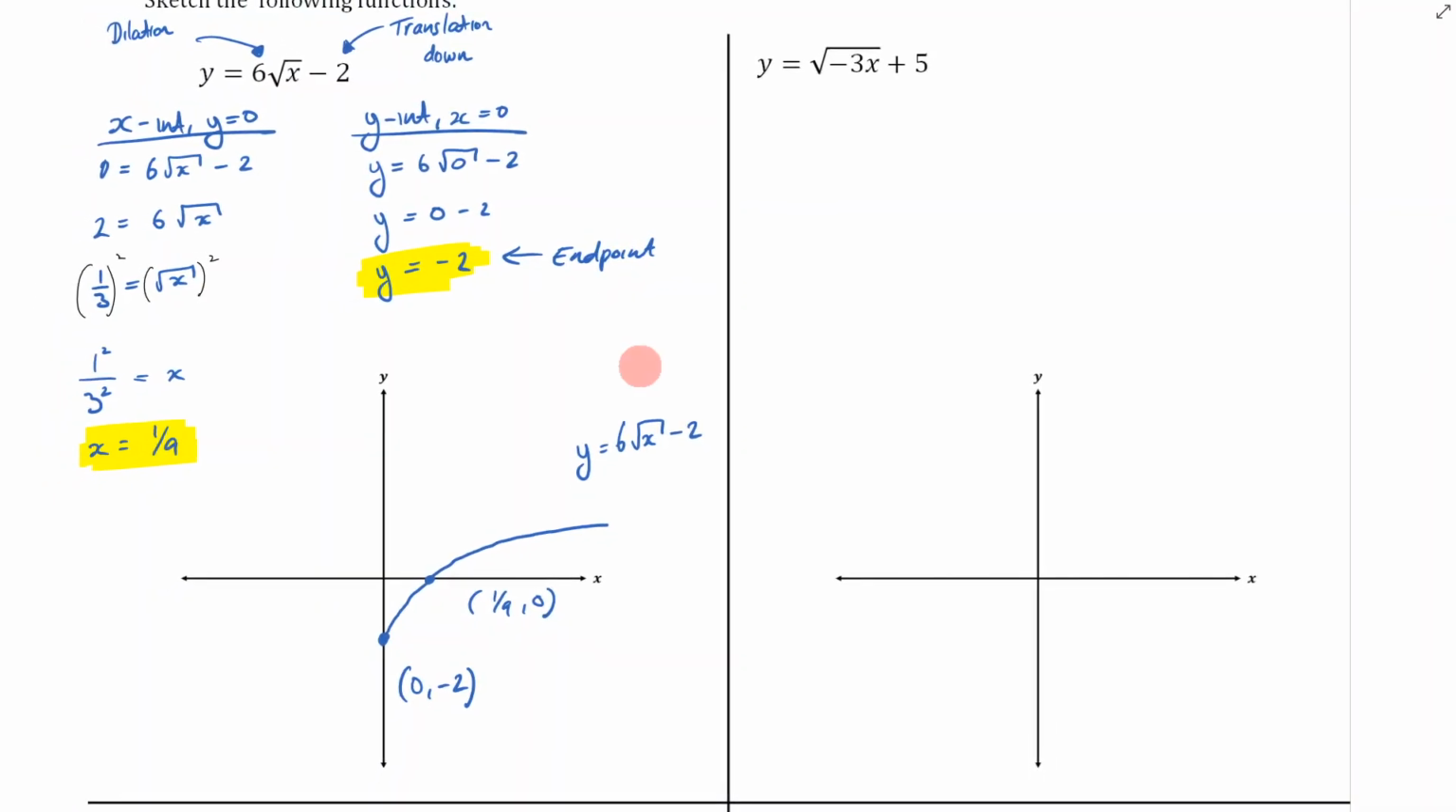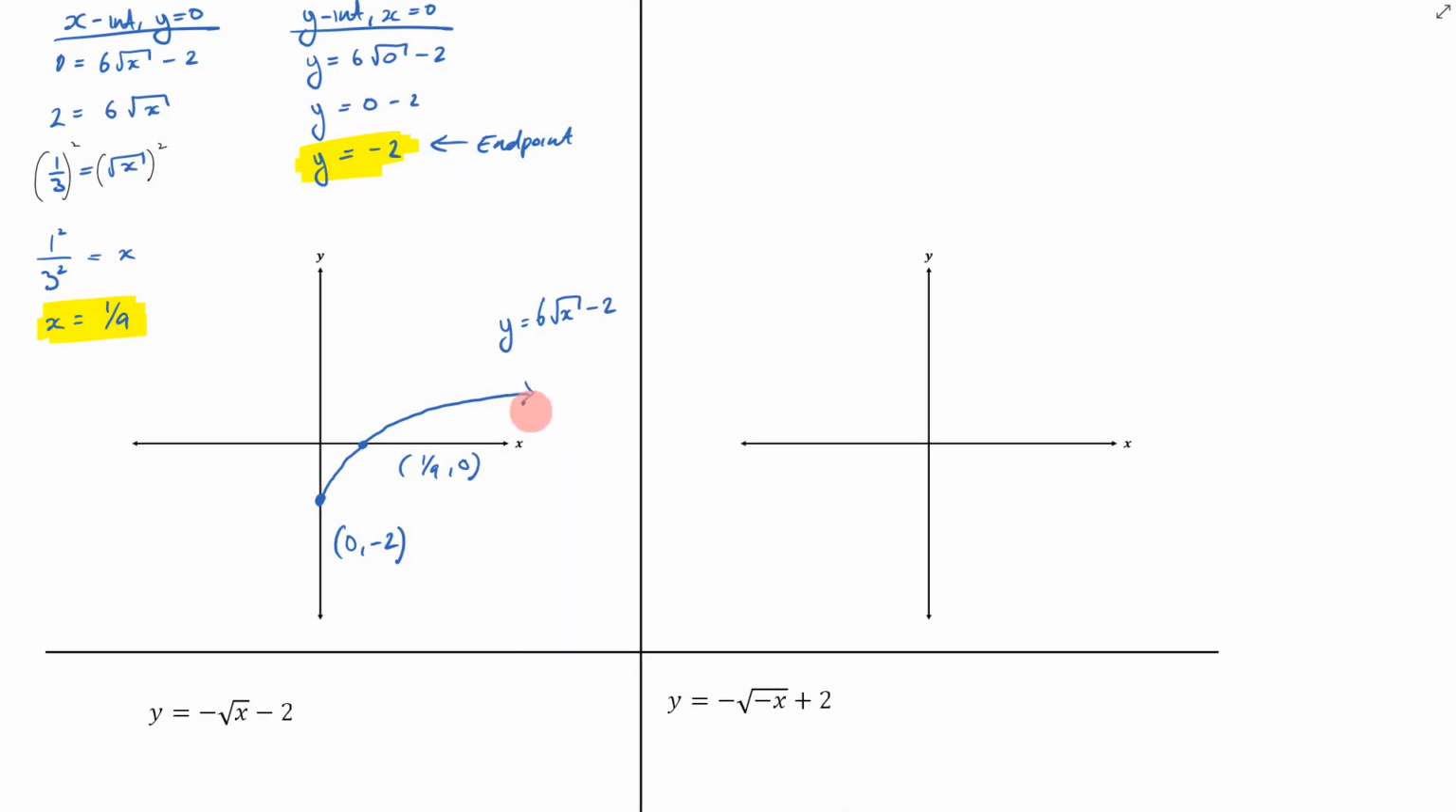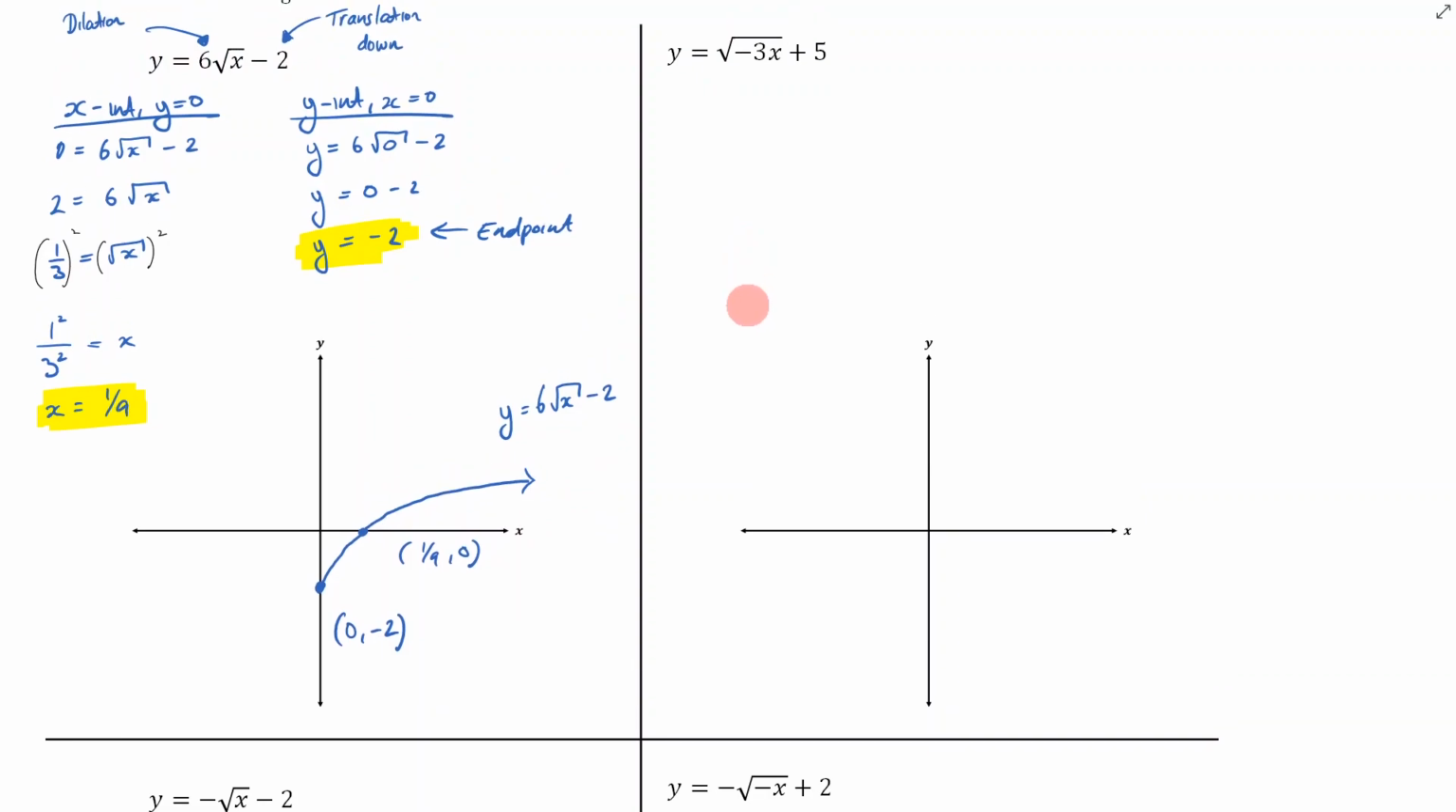Perfect. So we have drawn everything. Let's make sure to put an arrow there to show that it's going on forever. And now let's move on to our next one.